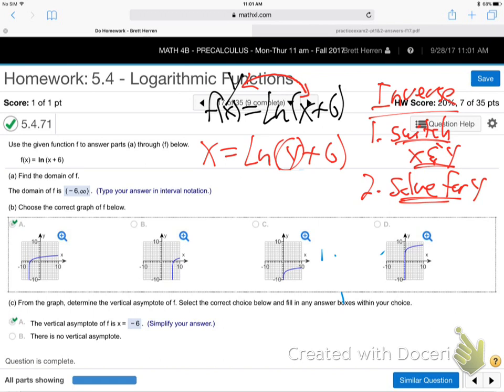Did you plug it in a calculator? Let me ask you this. If I gave you log base 3 of x equals 2 or whatever, and you wanted to solve that equation, how would you get the log out of there? How would you get rid of that log? What would you do?